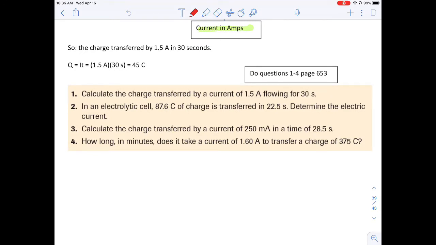So our first question here is question 1. The charge is equal to the current times the time, so that's 45 coulombs that is being transferred.